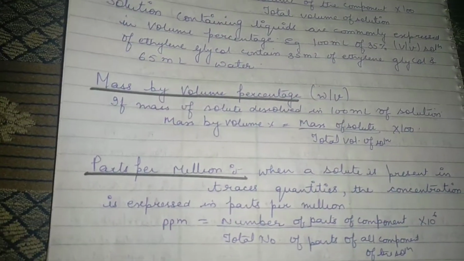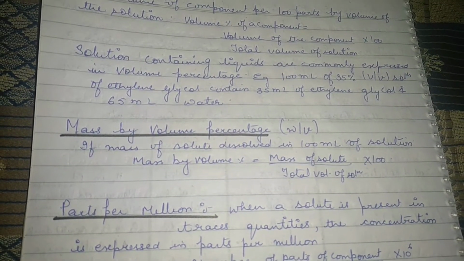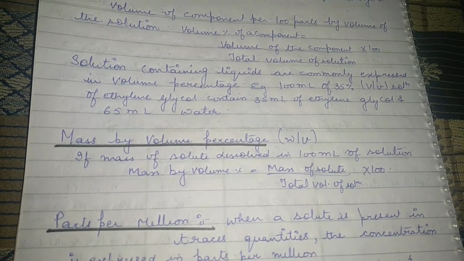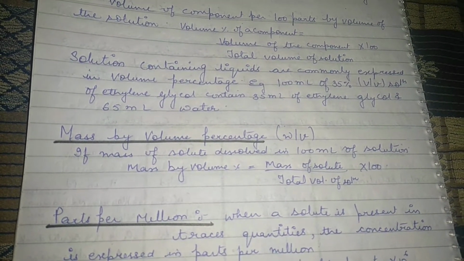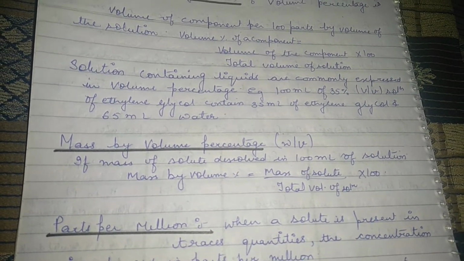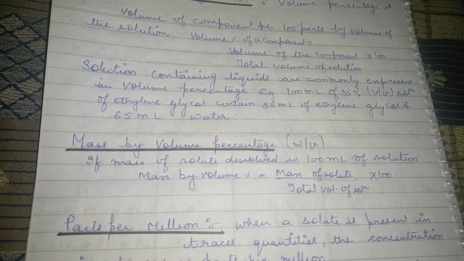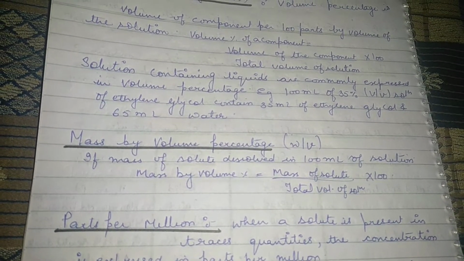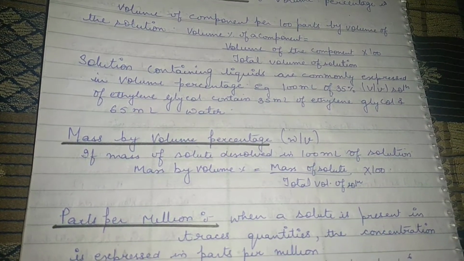Now moving on to the next one, that is, all the ways that we can define the composition or the concentration of a solution. Moving on to the next topic, that is mass by volume percentage. Here we can define it in weight by volume. If mass of a solute is dissolved in 100 ml of a solution, so we can say mass by volume is equal to mass of a solute upon total volume of solution into 100. So this is the formula for the calculation of mass by volume percentage.